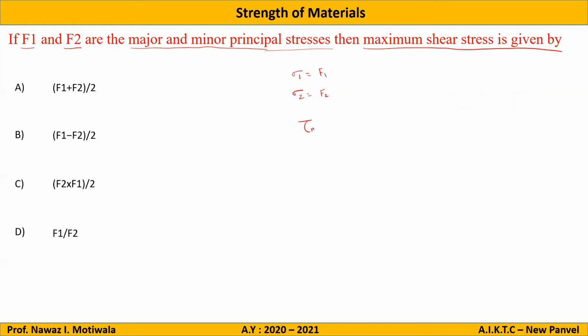So we have the formula tau max is equal to (sigma 2 minus sigma 1) by 2, which is equal to (F2 minus F1) by 2. And the option is B. Let us go to the next question.